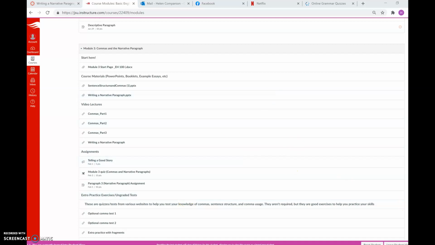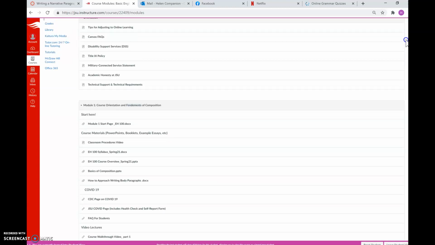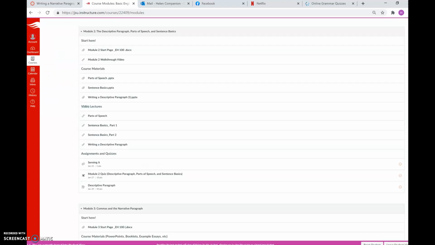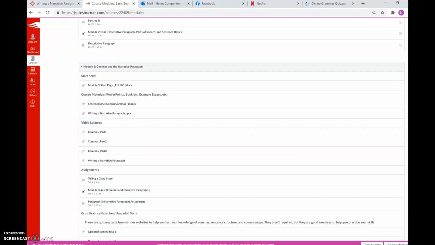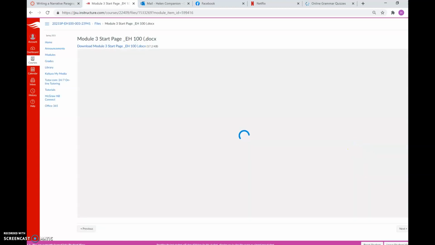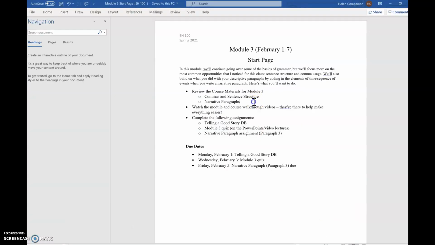Guys, so we are now at our Module 3 walkthrough, and we're going to be talking about narrative paragraphs and comma usage. So as always, we come over here under Modules, we scroll down to the relevant module, which is Module 3, and then we come up here to the Start page, and we click on it. And we wait for it to load, and download it if you wish. I have it over here, so I'm just going to pull it up since that's taking a second.